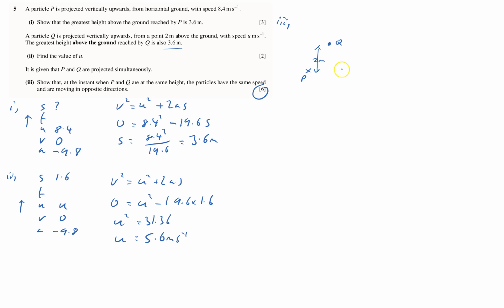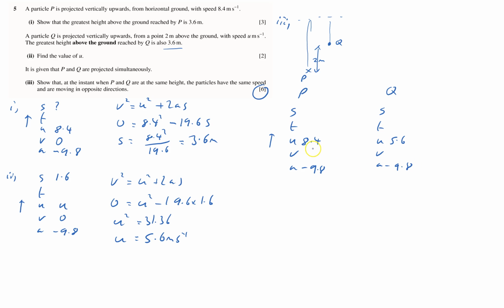And we've got to find out when they're the same height. This one's going to go up, come down, and this one's just going to go up. They both end up getting to 3.6. So again, it's going to be a SUVAT type thing. Let's split them up into P and Q, and let's do the SUVAT: s, u, v, a, and then we put all the things we know in there. We're going to take upwards to be positive. The initial speed is 8.4 for P, and the initial speed, we just worked it out, is 5.6 for Q. The acceleration is minus 9.8 for both of them.